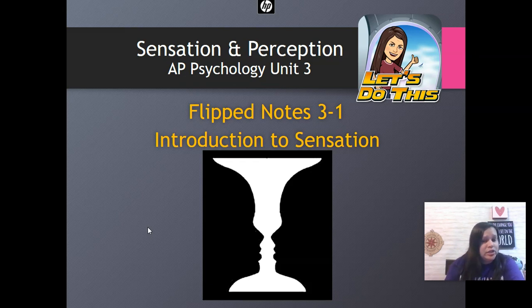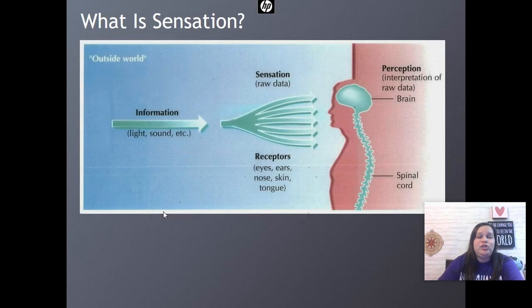Do you see two children looking face to face? Or did you see a vase? Or did you only see one or the other, but now you can see both? Why are you able to see one or the other or both? So that's what we're digging into here with sensation and perception.